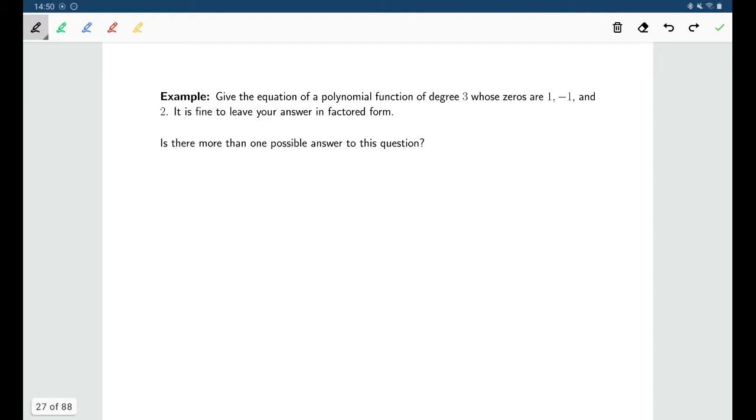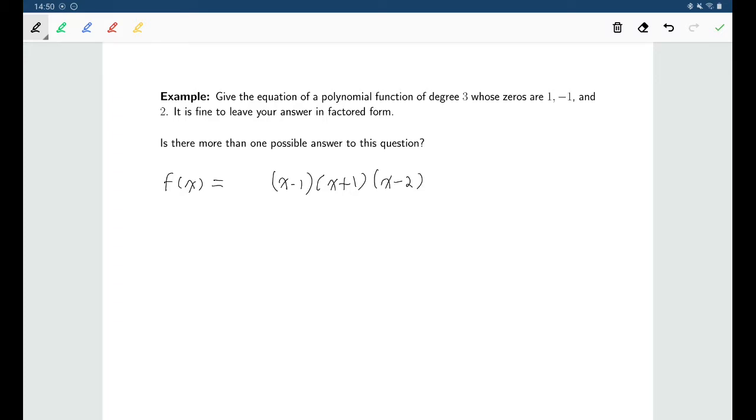Now, to use this idea here, we want to create a polynomial function with some given zeros. First, I want it to be a degree 3 polynomial, and I want its zeros to be 1, negative 1, and 2. So, firstly, I can say that, well, if I want 1 to be a 0, that means x minus 1 needs to be a factor. And if negative 1 is a 0, then x plus 1 needs to be a factor. And if 2 is a 0, then x minus 2 needs to be a factor. So f of x is x minus 1, x plus 1, x minus 2, all multiplied together.